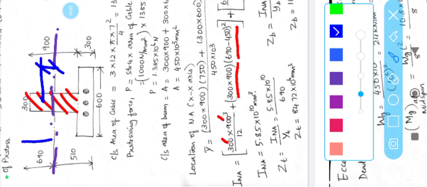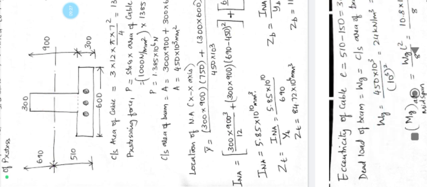We already know this distance 690 minus the centroid of the rectangle, which is d by 2. The total depth of the rib is 900, divided by 2 is 450, so 690 minus 450 comes out to be so much, and that is how it is written here. In a similar fashion it has been computed for the flange portion as well.